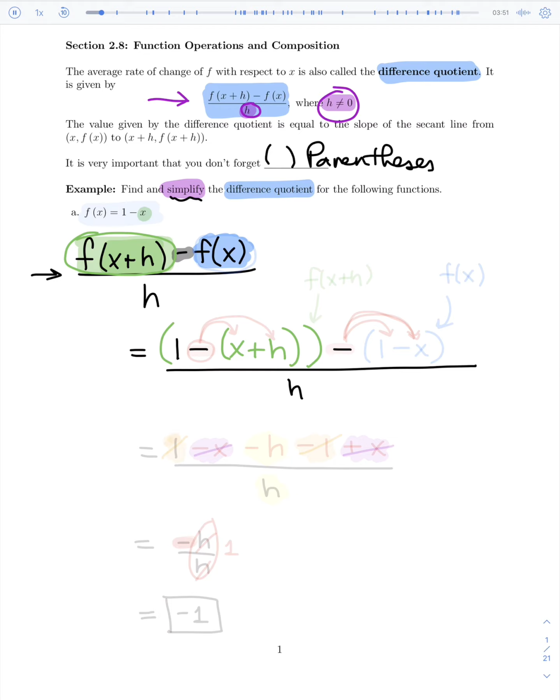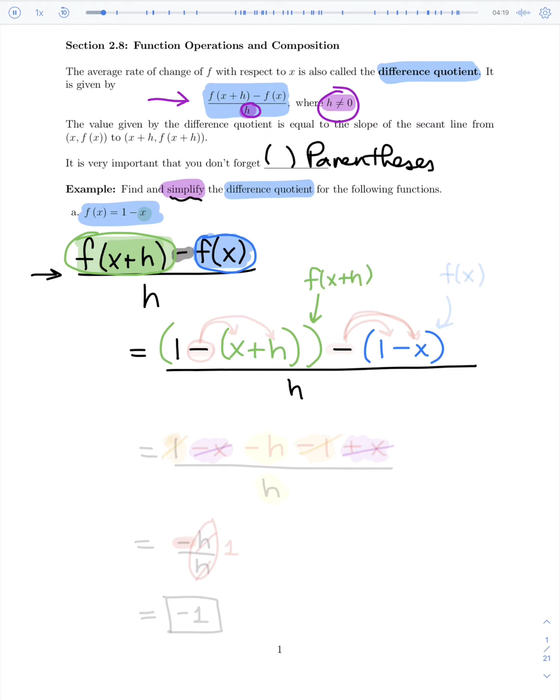Well, the normal function, not changing anything, is up here at the beginning. It's the 1 minus x. So let's plug that in. So I'm going to plug in a 1 minus x. However, the f of x is an entire piece itself, so when we plug something in, I need to put parentheses around that. So this first piece in green is my f of x plus h.